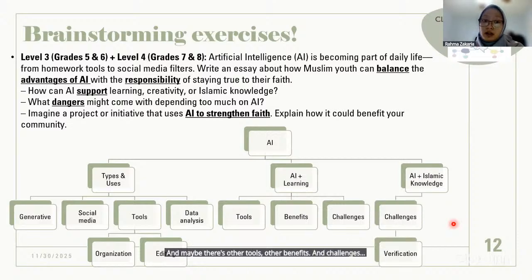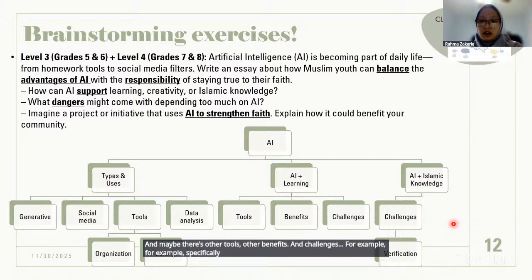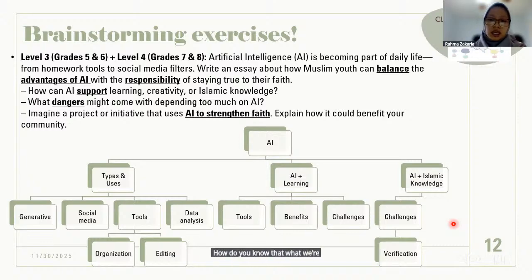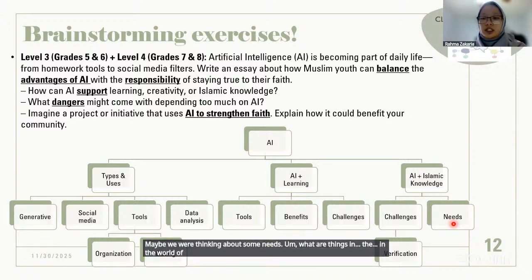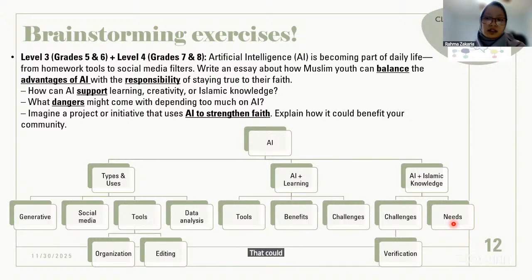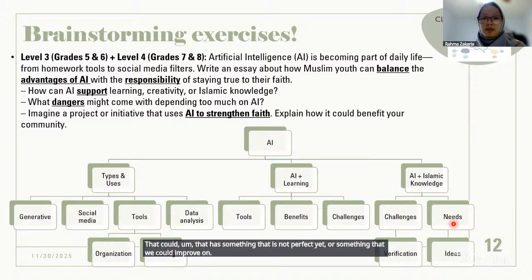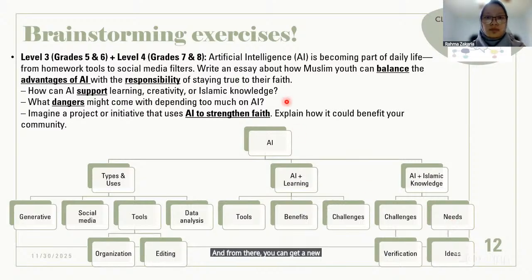For example, for Islamic knowledge specifically, a big thing that we need to think about is verification. How do you know that what we're learning using AI is accurate and according to the Quran and Sunnah? So that is one big challenge with AI. Maybe we are thinking about some needs. What are things in the world of learning about Islamic knowledge that are not perfect yet, or something that we could improve on? And maybe from there you can get a new idea for a project that uses AI to strengthen faith.